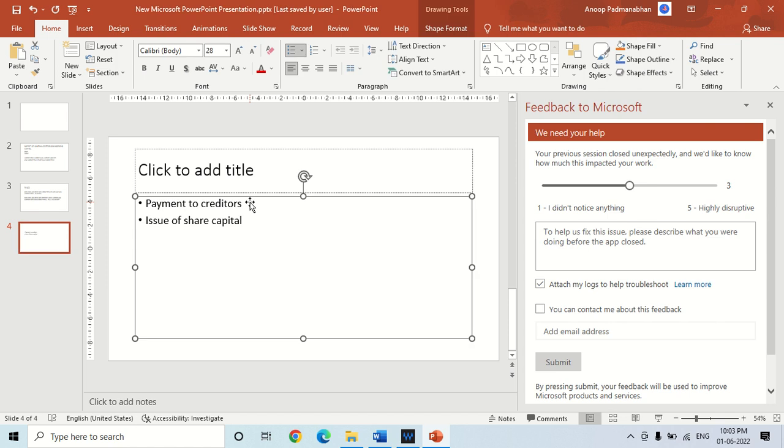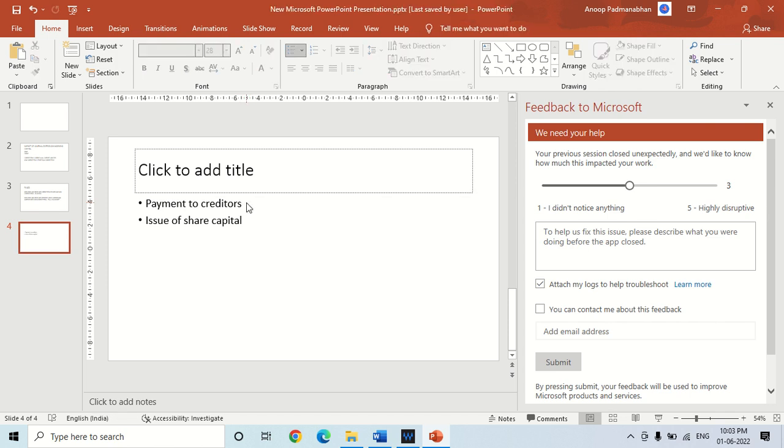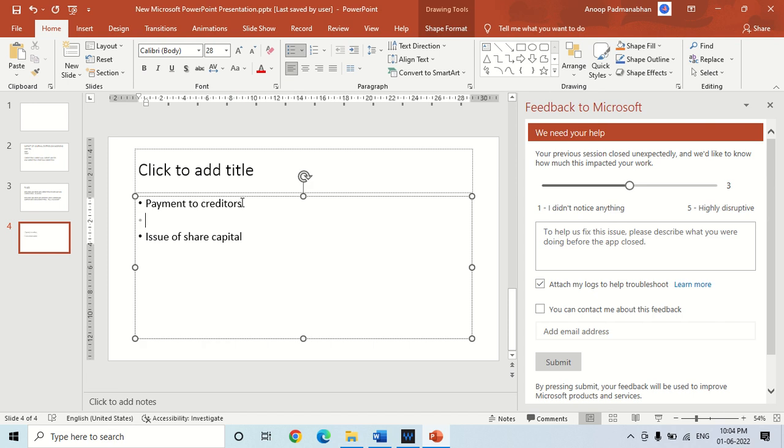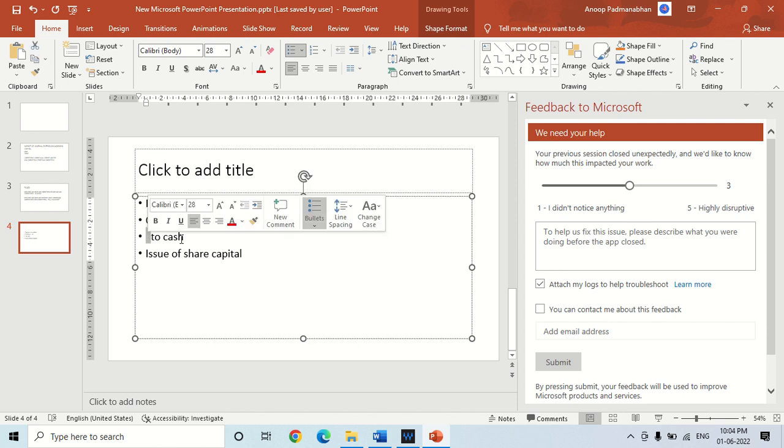In this example, payment made to creditors. When we make the payment to the creditors, what will be the journal entry? Cash is going out. So we will write the journal entry like this: creditors account debit to cash, because cash is going out. In this journal entry, we could see debit and credit. Two components are there. The debit is creditors and the credit is cash, right?